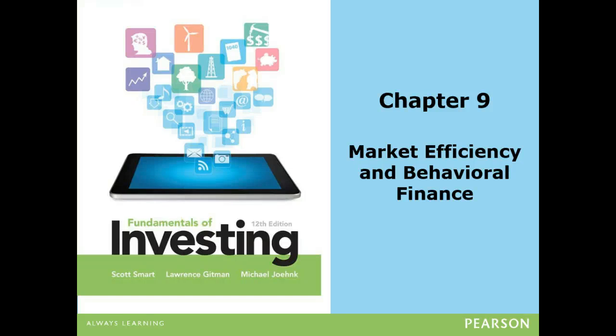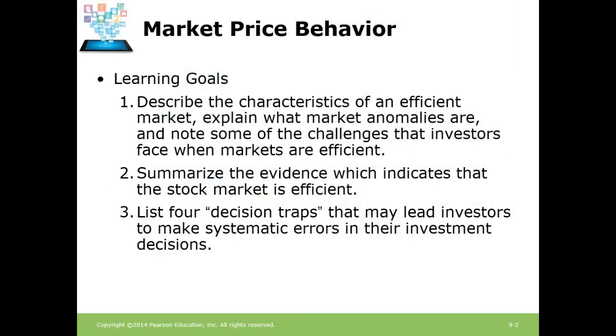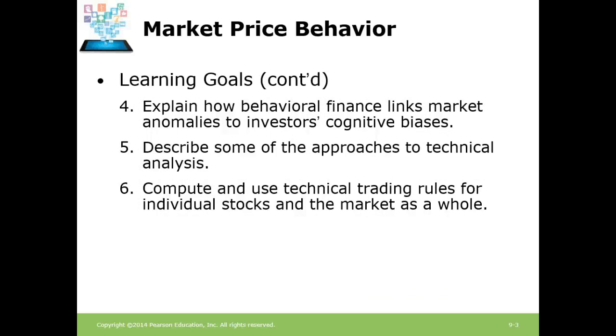Okay, Chapter 9, Market Efficiency and Behavioral Finance. So last class I talked about the learning goals of this chapter, and we look at efficient markets, and we're going to talk about decision traps and behavioral finance, and try to link that to technical analysis and ideas for when to buy and sell stocks effectively.